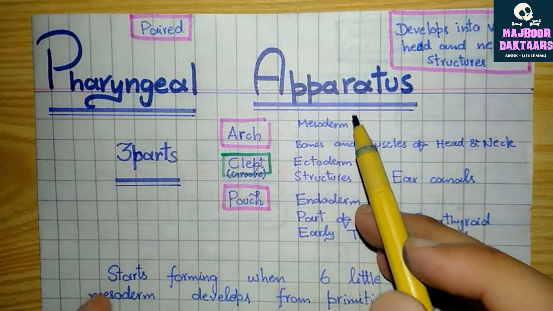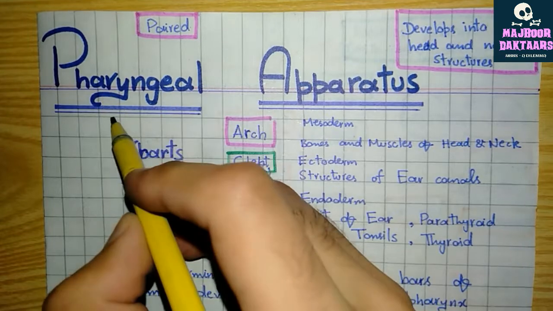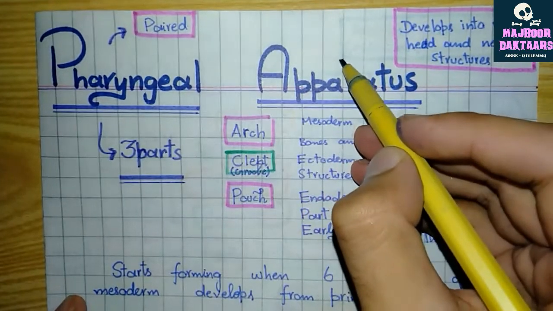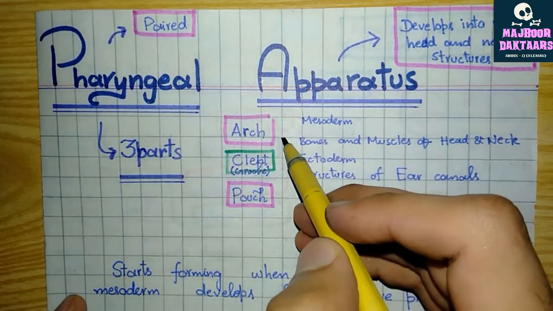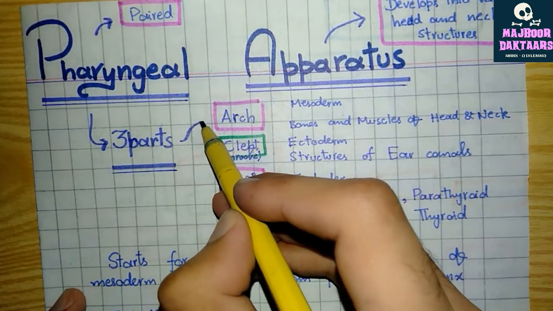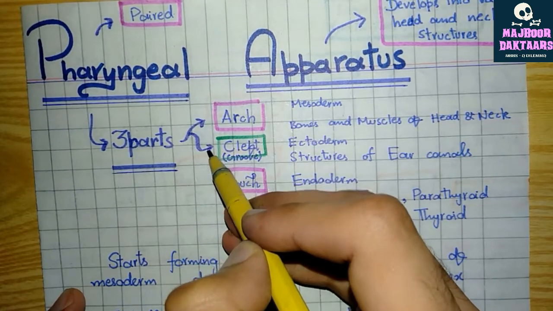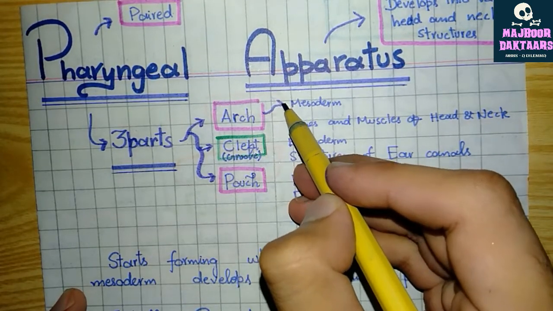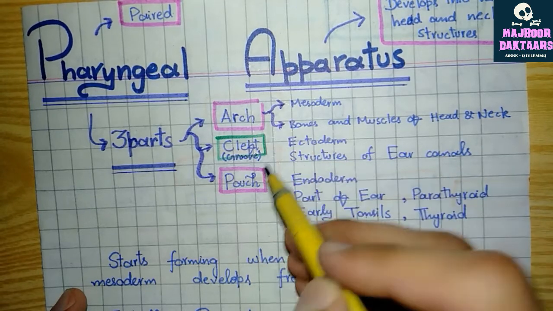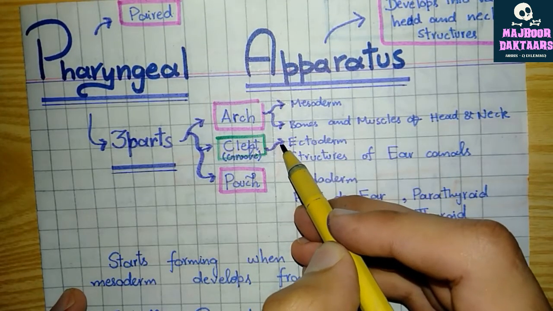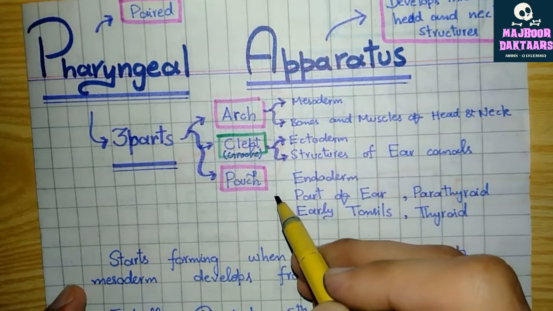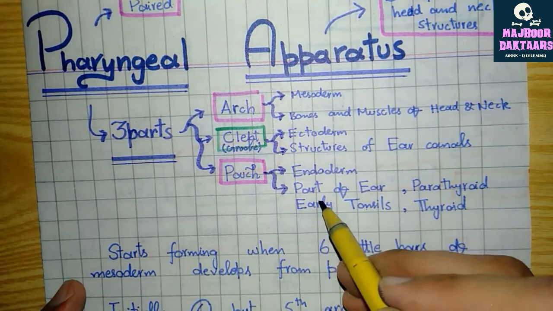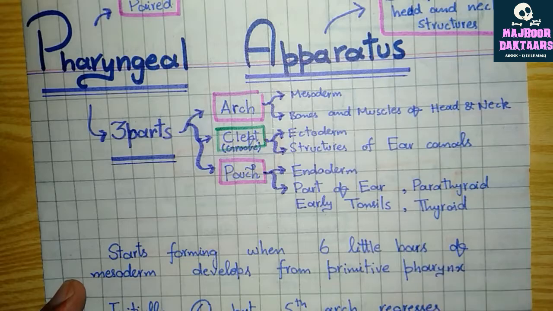Pharyngeal apparatus. Now the pharyngeal apparatus is a combination of three parts. These are paired structures and develop into various head and neck structures. So these three parts include the pharyngeal arches, the cleft grooves and the pouches. The arches are made up of mesoderm and form bones and muscles of the head and neck. The groove or cleft is ectoderm and forms the structure of the ear canal, while the pouch is the endoderm of the apparatus and forms a part of early tonsils, parathyroid, thyroid.